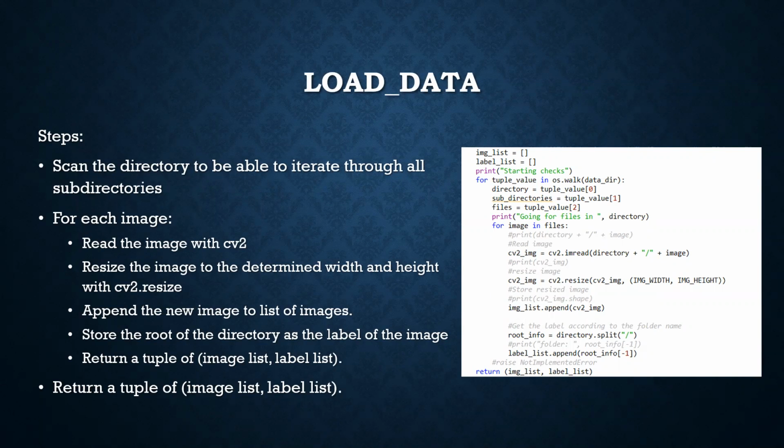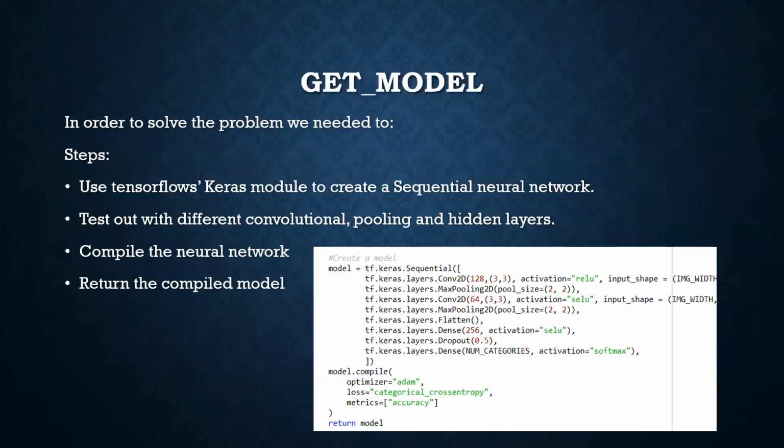We will scan the directory, and for each image found, we will use the read image from CV2, resize the image with CV2 resize, append the image to a list of images, and then keep track of the root directory from the image in a list of directories. So we can finally return a tuple of image list and label list pairs.